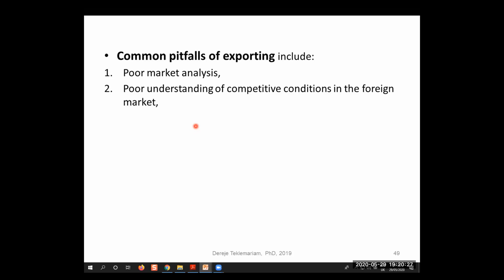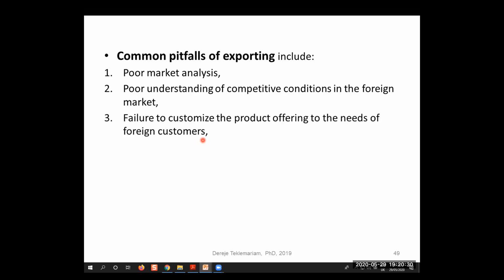The third pitfall of exporting is failure to customize the product offering to the needs of foreign customers. With the same product mentality that we have in the domestic market, we may consider the international market that way. Customizing means you need to adapt the product to different countries. You may have Coca-Cola in Ethiopia and Coca-Cola in India. Most of the Indian Coca-Cola is not sugary, so you need to adapt it depending on the tastes and preferences of foreign customers.